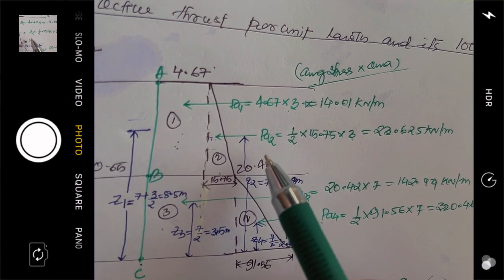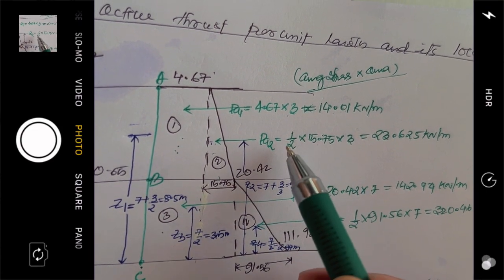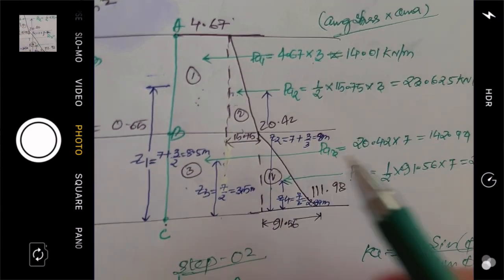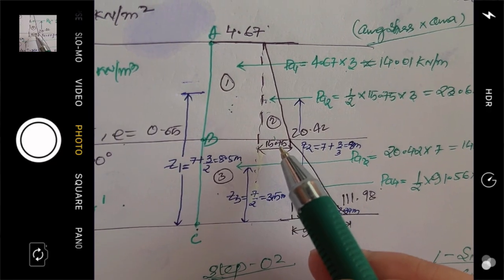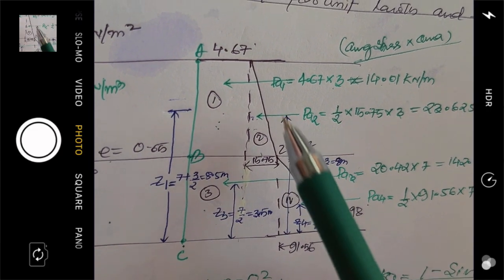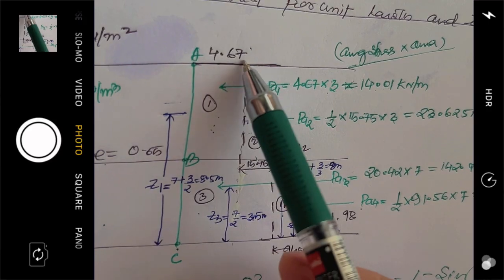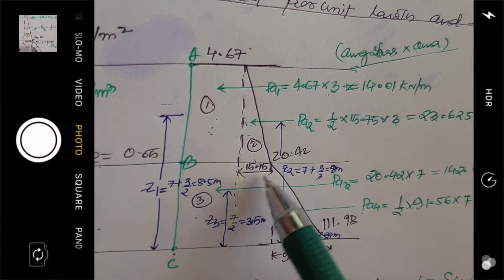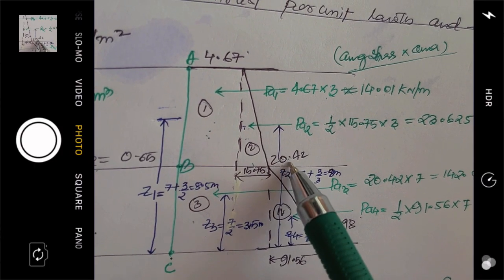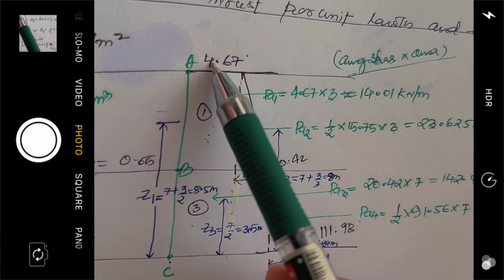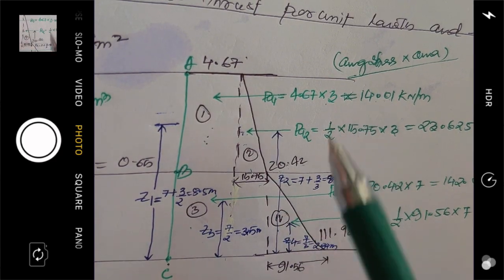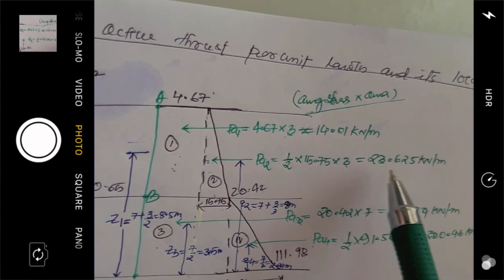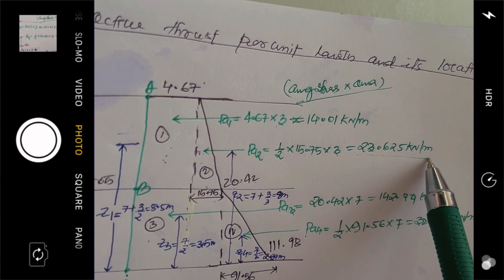And for case 2, it's a triangle. The area of a triangle is half into base into height, 1 by 2 into 15.75. How did this 15.75 come? You can see that it's 4.67 and it's 20.42. So in order to find this length, you need to subtract 4.67 from 20.42. So we'll get 15.75. So it's the PA2.